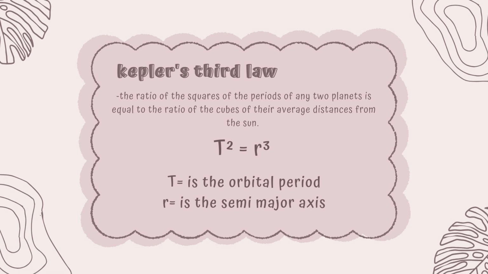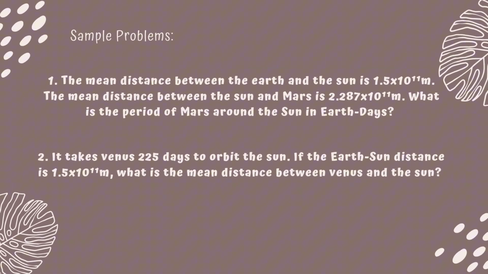Now let's focus on Kepler's third law of planetary motion, which states that the ratio of the squares of the periods of any two planets is equal to the ratio of the cubes of their average distances from the Sun. And we have here its formula. So T squared equals r cubed, where T is the orbital period and r is the semi-major axis. So I have here some sample problems.